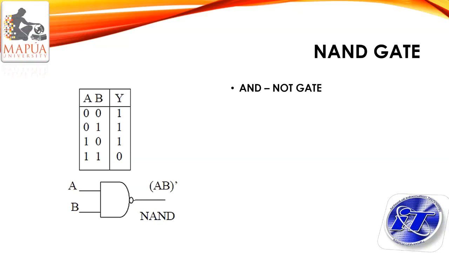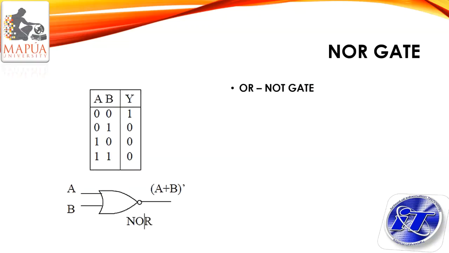Okay? And the second universal gate that we're going to discuss is the NOR gate. It is a combination of OR and NOT gate. So it means that we negate OR to get NOR. Okay? In OR, if there is an input of 1, the output is 1. But in the NOR gate, if there is an input of 1, the output is 0.